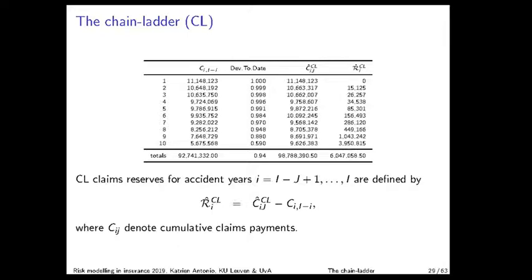The next column displays the chain ladder estimate of the ultimate cumulative claim amount, and then the last column shows you the reserve. That's the difference between the ultimate cumulative claim amount and the cumulative claim amount observed so far. Note that you will use hat notation for the last two columns, as these numbers are estimates that we obtain with the chain ladder method.